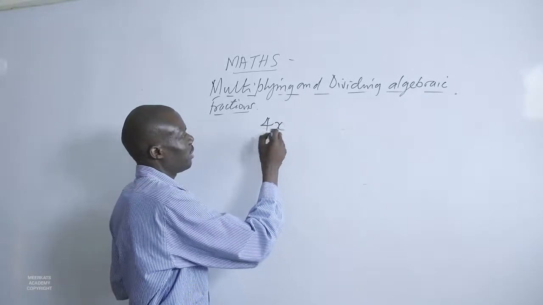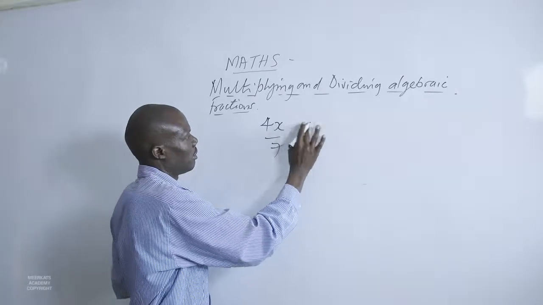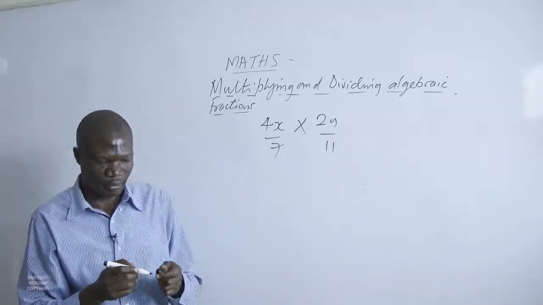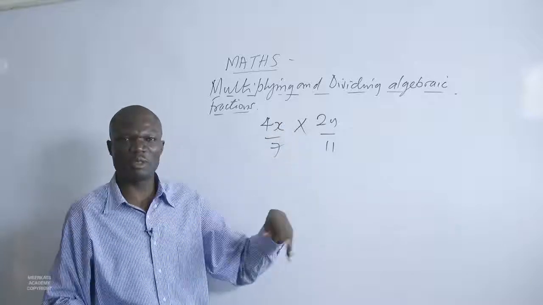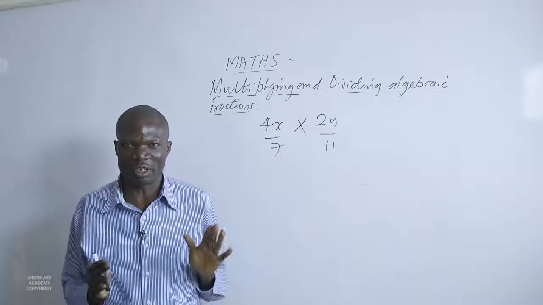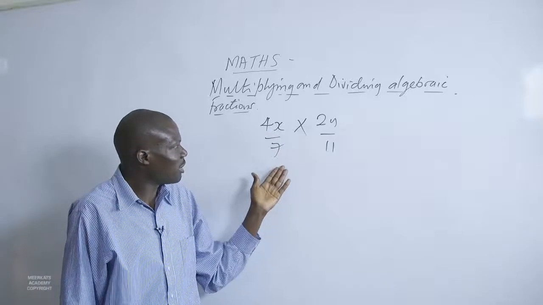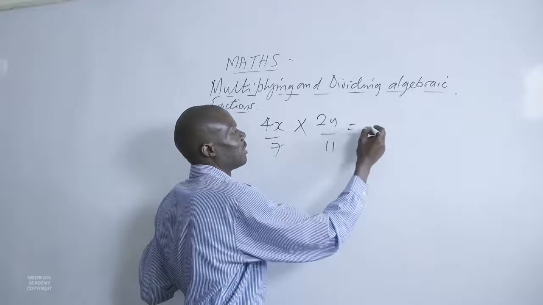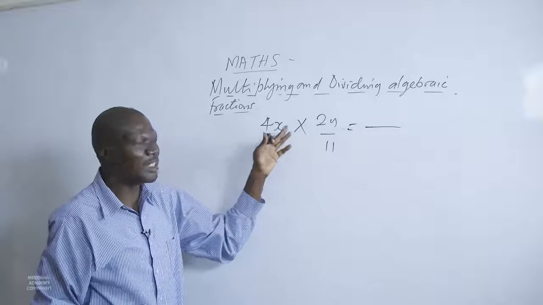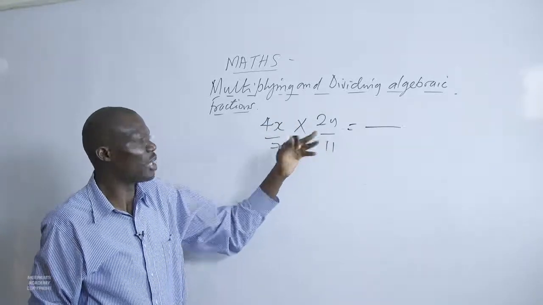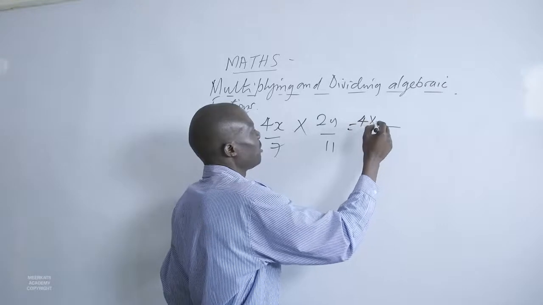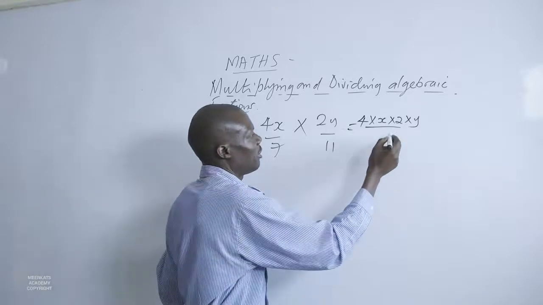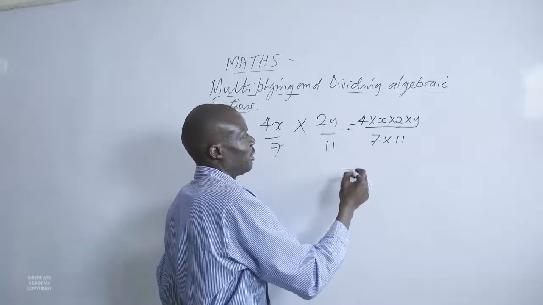The same way, 4x over 7. Now, the advantage here is that like terms and unlike terms will not disturb us. Ours is to multiply 4x over 7 multiplied by 2y over 11. Again, the same: take the numerators, they multiply together, 4x times 2y. This is the same as 4 times x times 2 times y. And down here we have 7 times 11.